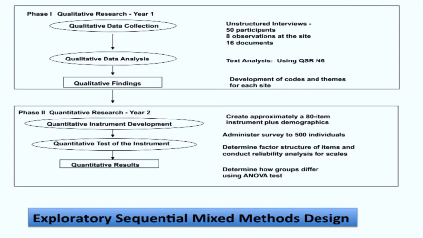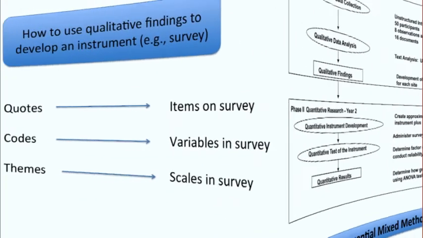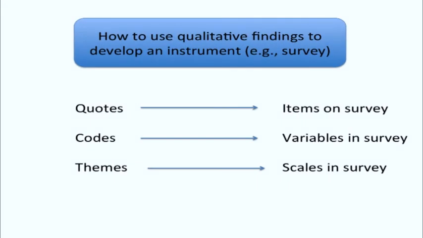First of all, you take quotes and turn them into specific questions or items in your instrument. Then the codes that you use from your qualitative analysis become your variables, and the themes, the broader perspective that you're developing from your qualitative analysis, becomes the scales in the instrument. So there's a way that you can move from your qualitative data into developing an instrument.